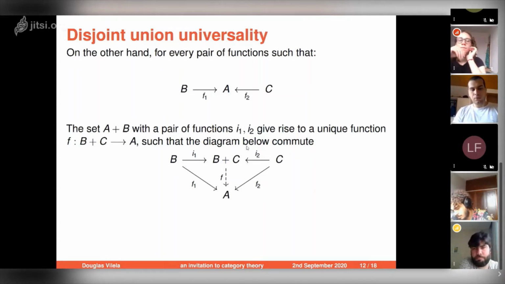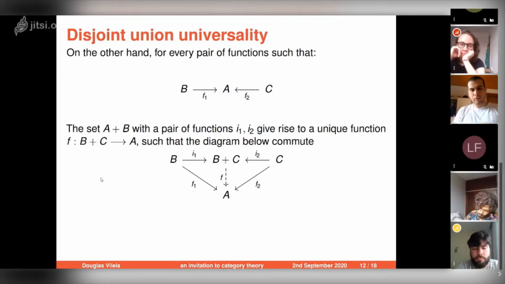And the property that holds with these injections is that for every pair of functions f1 and f2, there's a unique function from this disjoint union to the set A that we chose at first at random, based on this pair of functions here. So that is the universal property that holds for this disjoint union, equipped with this pair of injections.